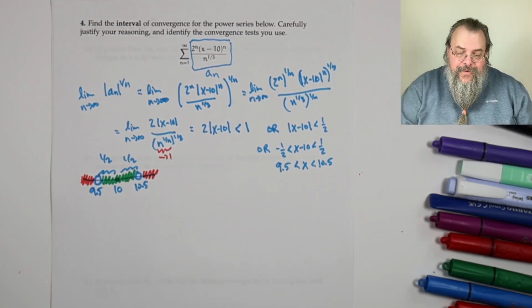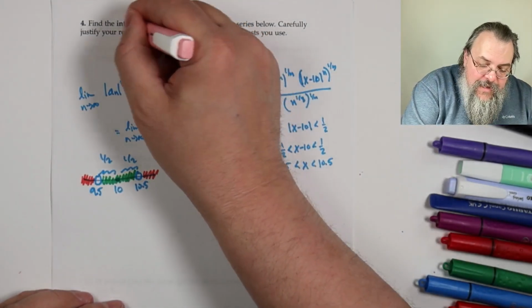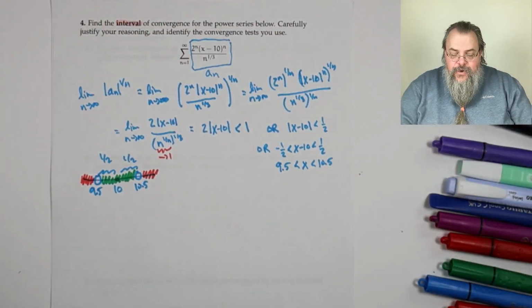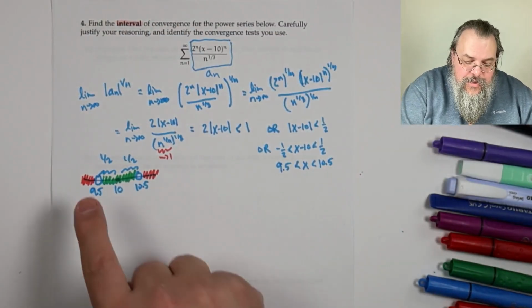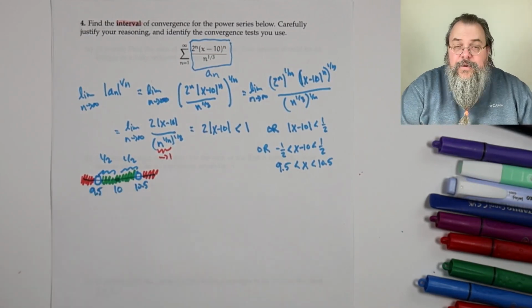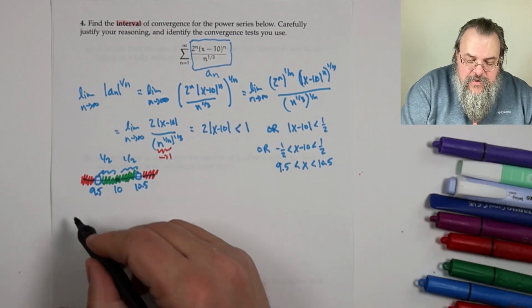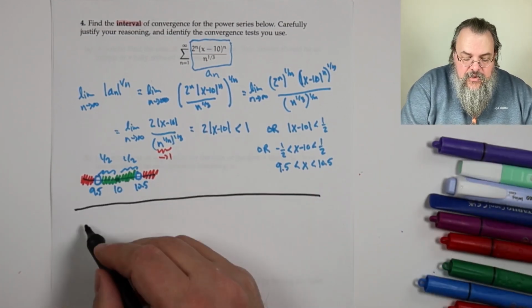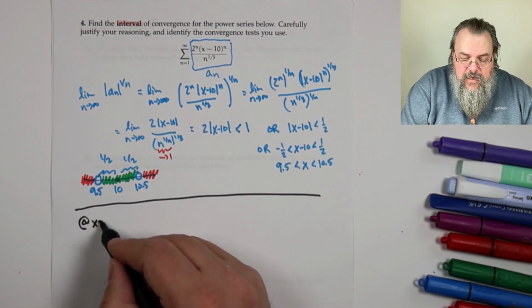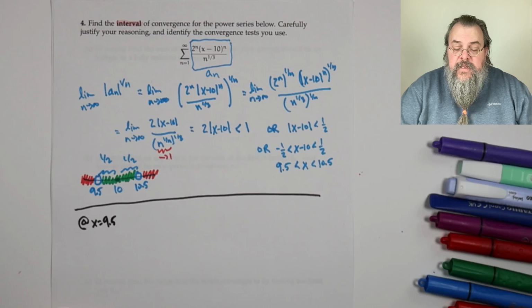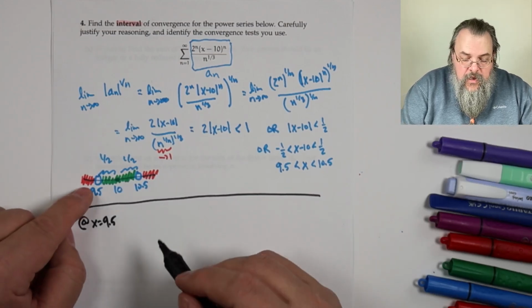But we're not after radius. It really emphasized interval, so we're not done until we know the story about 9.5 and 10.5. So here we go. Let's talk about that story. So at x equals 9.5. So we'll start there. We plug it in.